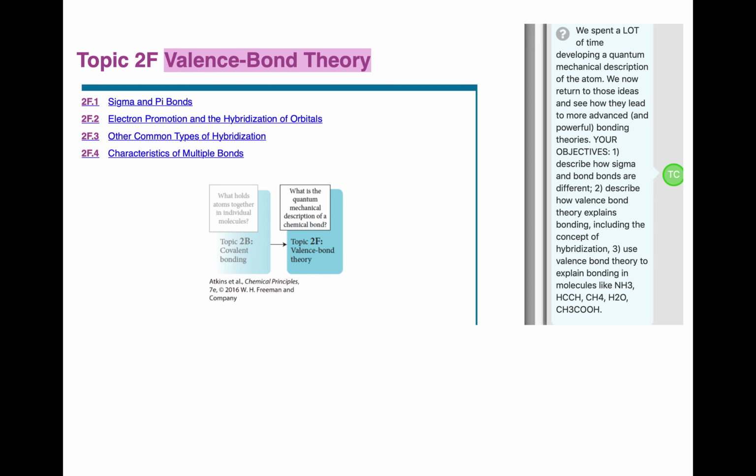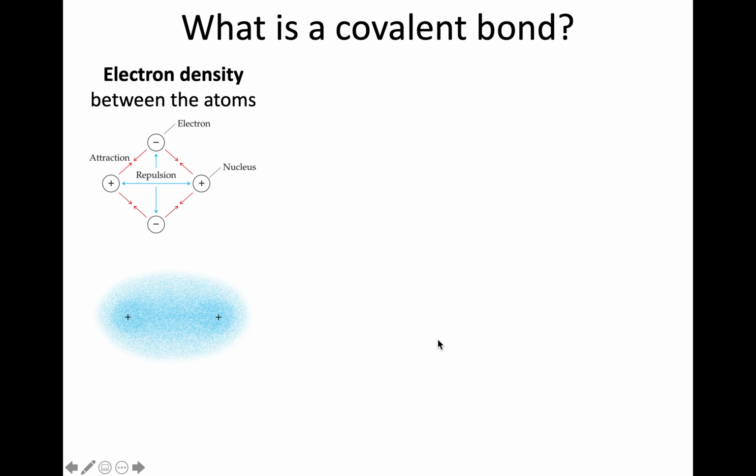So within valence bond theory, I start by noting that we spent a lot of time looking at quantum mechanics. Let's now connect that to an advanced model for bonding. So we want to be able to characterize how sigma bonds and pi bonds are described and how they're formed. We want to use that and include the idea of hybridization and use it for simple molecules like NH3, CH4, H2O. Valence bond theory is going to be really useful for those types of molecules.